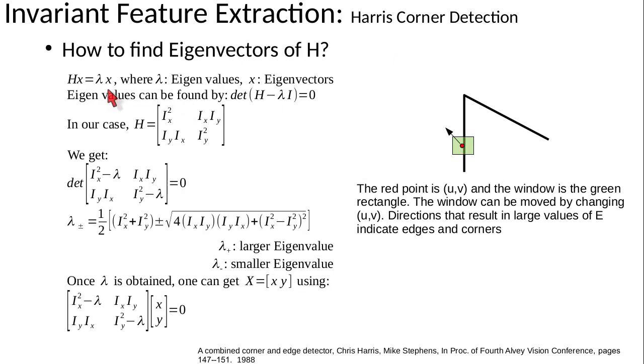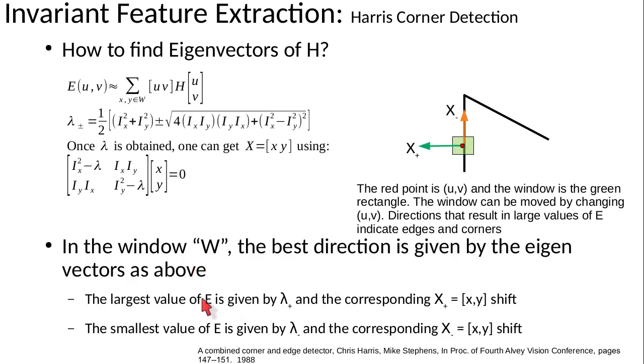How do we find the eigenvectors of H? Going by elementary linear algebra, we will have Hx equal to lambda x, where lambda are the eigenvalues and x are the eigenvectors. And the eigenvalues can be found by setting the determinant of H minus lambda I to be 0. And in our case, H is the Hessian matrix, and setting this to 0 would mean setting the determinant of this matrix to 0. And lambda therefore can be these values. So there are two values of lambda, one would be the smaller value and another would be the larger eigenvalue. Once the eigenvalues are obtained, we can get x by solving this function.